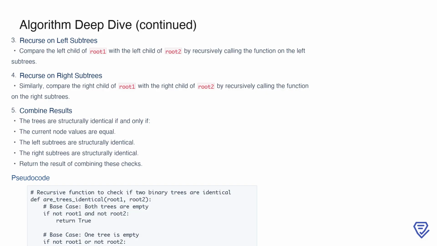Specifically, the trees are structurally identical if and only if the current node values are equal, the left subtrees are structurally identical, and the right subtrees are structurally identical. If all these conditions are satisfied, we return true. Otherwise, we return false. The pseudocode provided here outlines these steps. First, check for base cases, then verify the current node values, and finally recurse on the left and right subtrees.